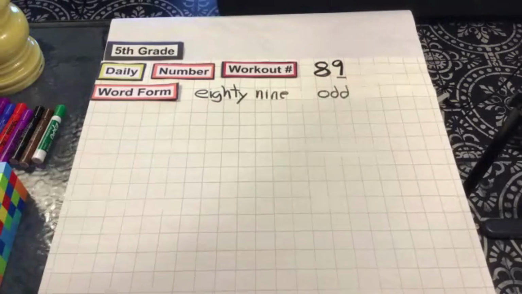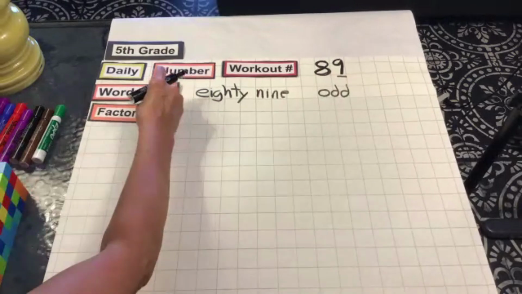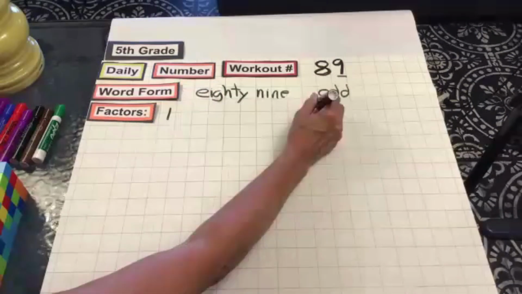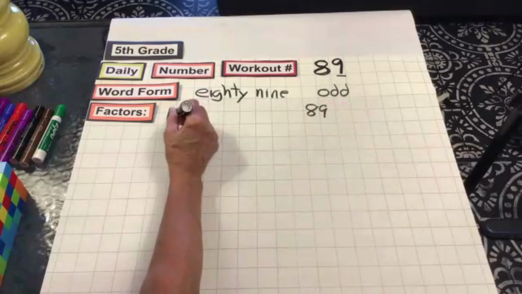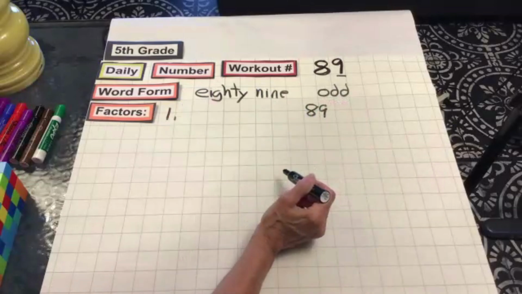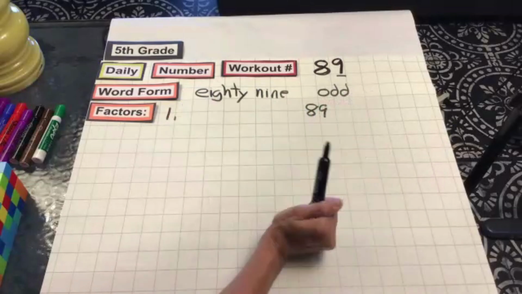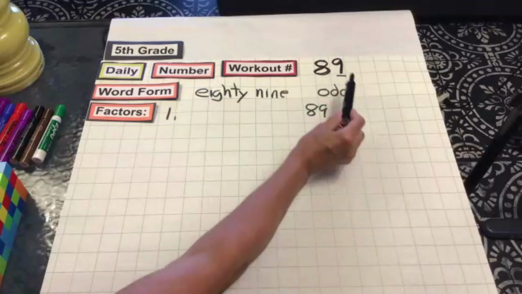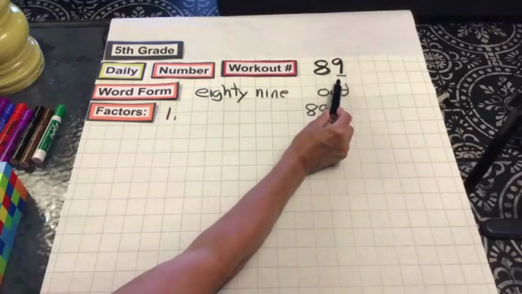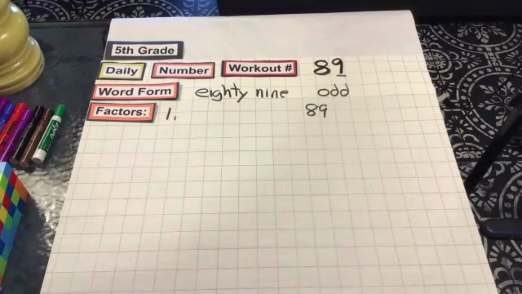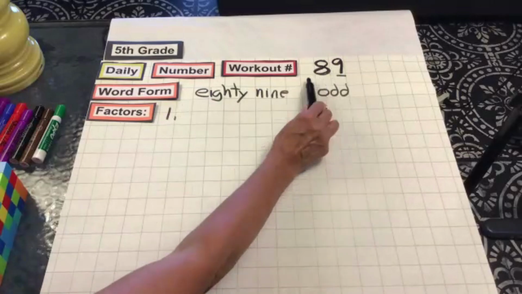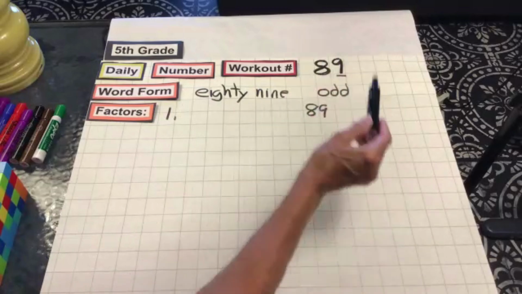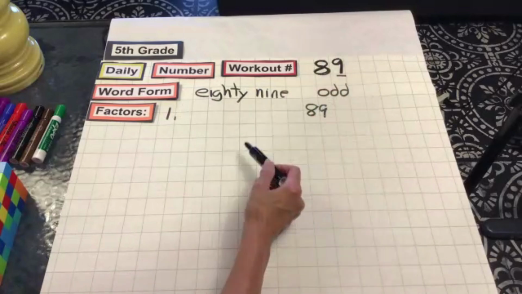Let's move on to factors. Factors of 89: 1 times 89. 2 doesn't go in because it's an odd number. 3 does not go into 89. 4 does not go in because it's an odd number. 5 does not go in because it doesn't end with a 0 or a 5. 6 does not go in. 7 doesn't. 8 doesn't. 9 doesn't because 8 plus 9 is 17 and 1 plus 7 is 8. So 9 doesn't go in.